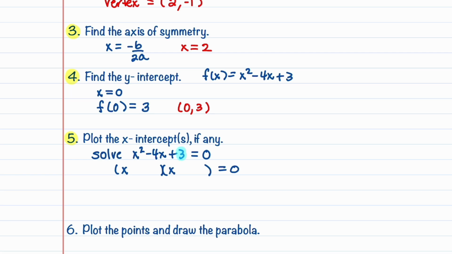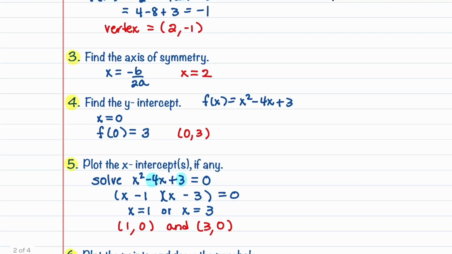We need two numbers to multiply to get 3 and add up to get -4. And that's going to be a -1 and a -3. Then we're going to set both of these equal to 0, and we end up with x is equal to 1 or x is equal to 3. Now let's go ahead and write down what our intercepts are. When x is 1, our y is 0, so we have (1, 0), and then our other intercept is (3, 0). Now all we have to do is plot the points and draw the parabola.